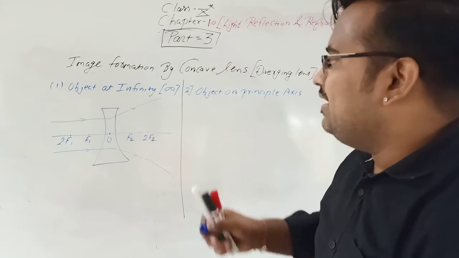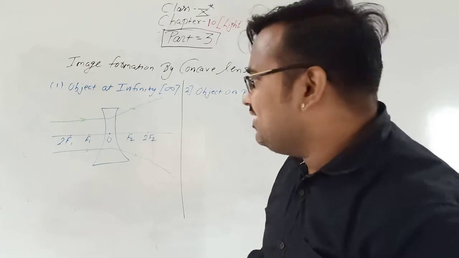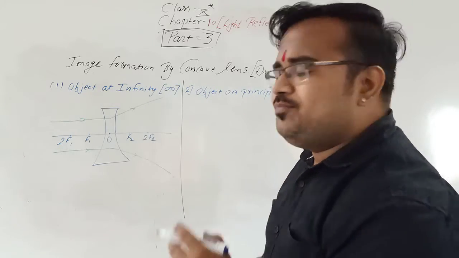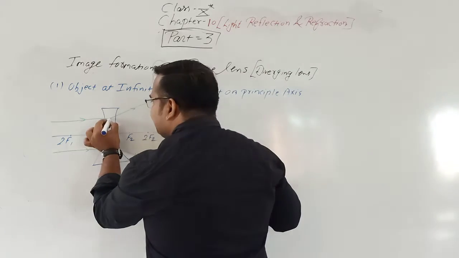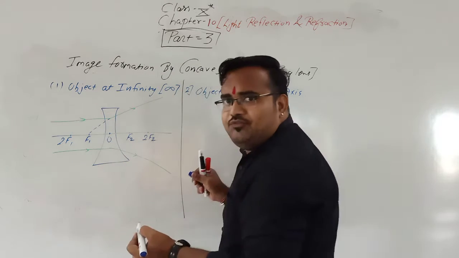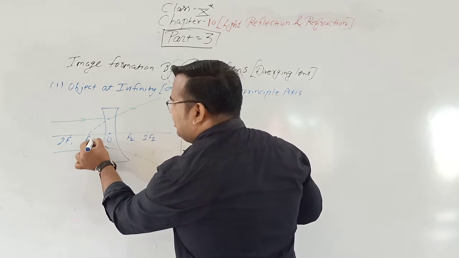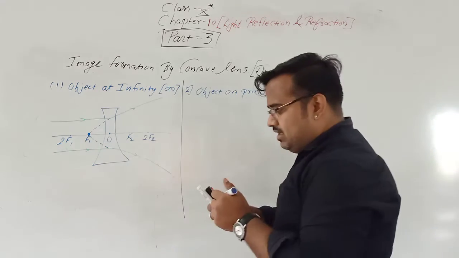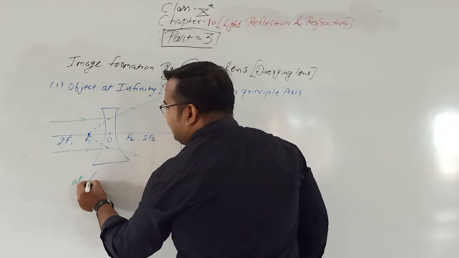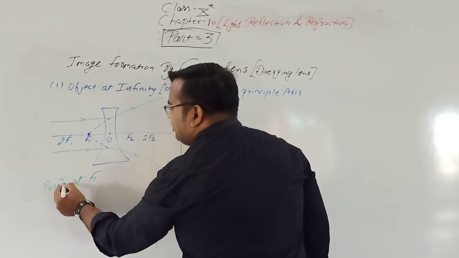Therefore, we will produce the image with the help of the first rule. First rule says that if the incident ray is parallel to the principal axis, then the refracted ray passes through the focus. That means we will produce it in the backward direction. Here the image is formed. So, what is the position of image? The position of image is at F1.